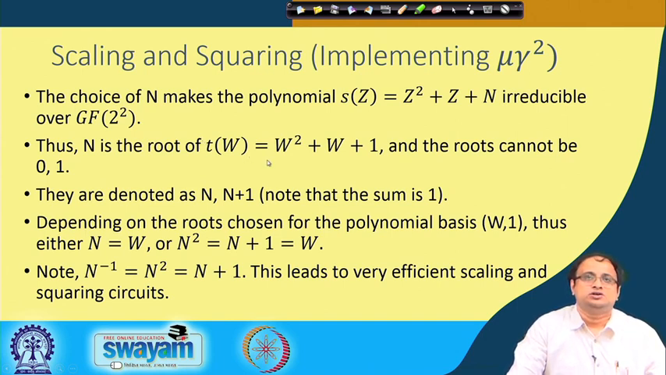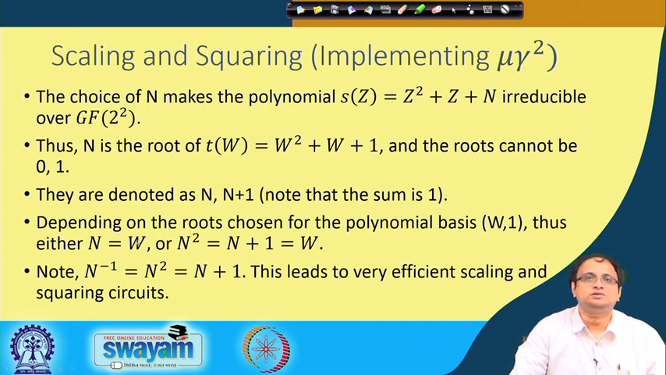Then the corresponding polynomial is T(w), which is omega squared plus omega plus 1. You can easily observe that the roots cannot be 0 here, because if I plug in 0 I get 1, and if I plug in 1 I also get 1. So 0 and 1 cannot be roots of this equation. Rather, let me denote the roots as N and N plus 1. Note that the sum of the roots of this equation has to be 1, from the theory of equations. Let us symbolically denote one of the roots to be N, and correspondingly the other root is N plus 1.